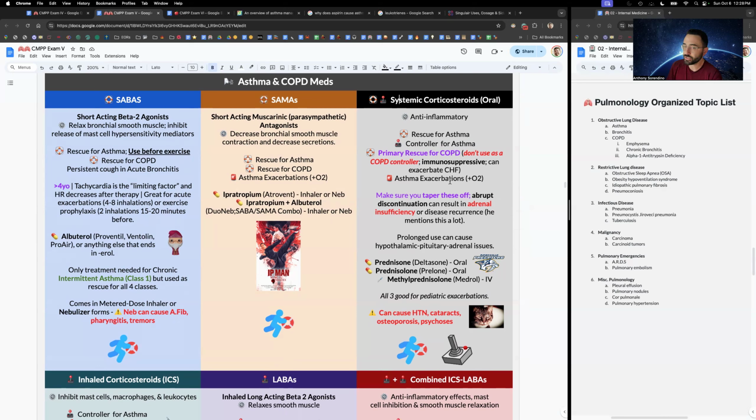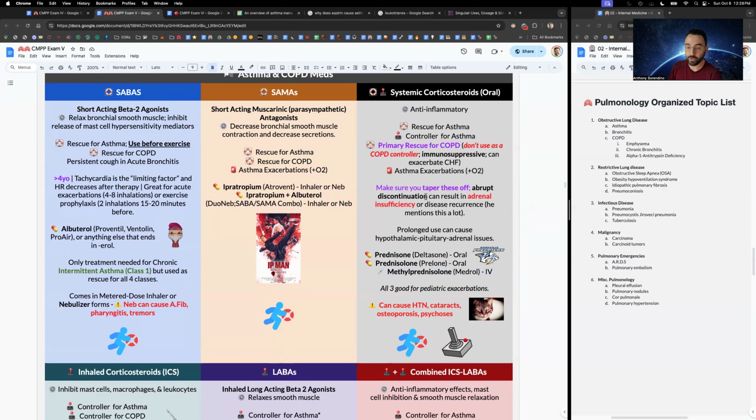And these are just going to be your systemic steroids, right? It's your prednisone or prednisolone or methylprednisolone, which we use in the ER via IV. Okay, you always want to make sure you taper these off so you don't cause a secondary adrenal insufficiency.